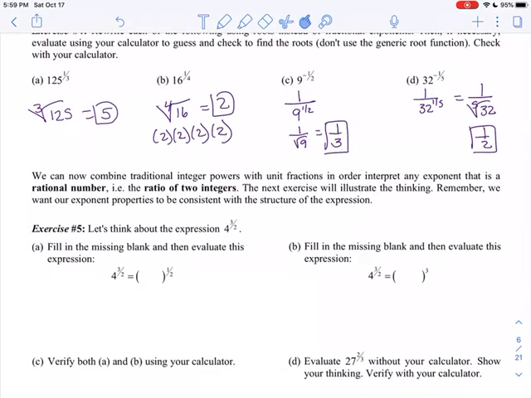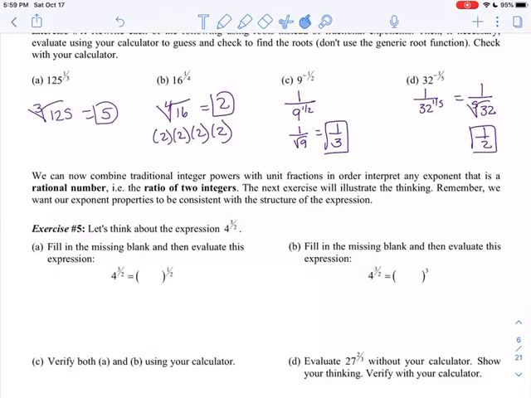All right. Now, what happens if 1 is not in the numerator? That's what we're going to deal with next. We can now combine traditional integer exponents with unit fractions in order to interpret any exponent that is a rational number, the ratio of 2 integers. The next exercise will illustrate the thinking.